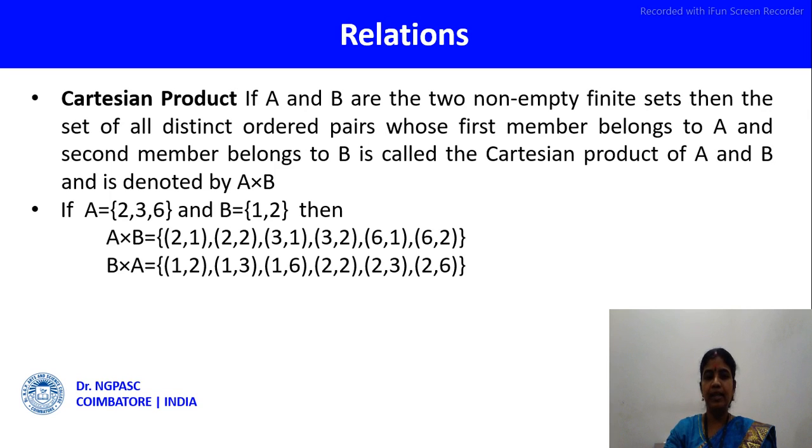For example, if A equal to {2, 3, 6} and B equal to {1, 2}, then the Cartesian product of A and B, A cross B, is equal to (2, 1), that is 2 is the element in A and 1 is the element in B. Next (2, 2): 2 is an element in A and 2 is an element in B. Likewise (3, 1), (3, 2), (6, 1), (6, 2). B cross A equal to the set of all (1, 2), (1, 3), (1, 6), (2, 2), (2, 3), (2, 6).